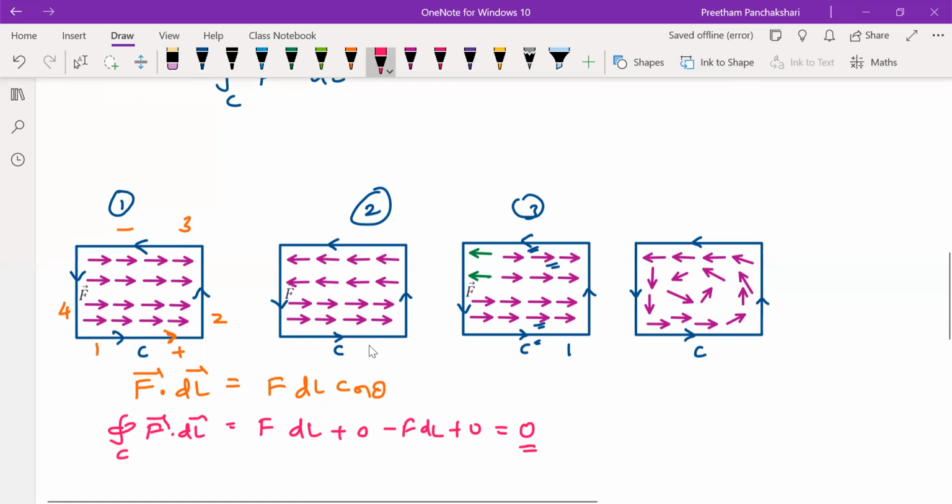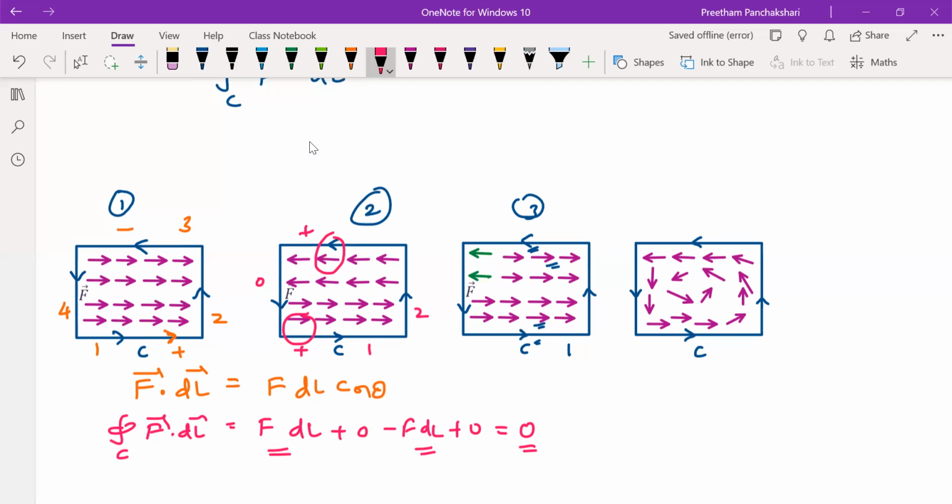the force acting on side number 1 is as usual positive. Number 2, it is 0. And number 3, it is in the opposite direction. Again, the angle between these two is 0 here. And this is also positive here. And this side it is 0. So the point to be noted in this case, the force and the path are parallel. Here also force and the path are parallel. So both are going to be positive. So as in the first case, they are not getting cancelled here. They are getting added up.